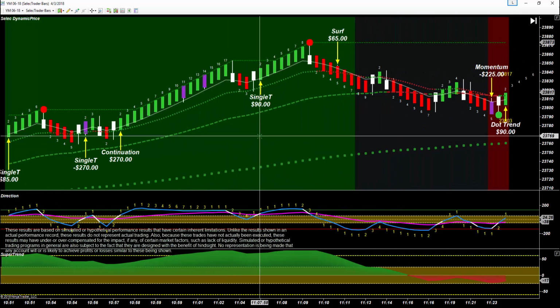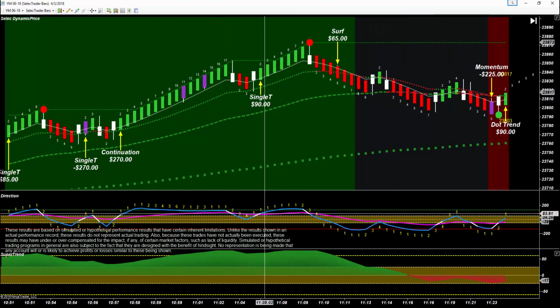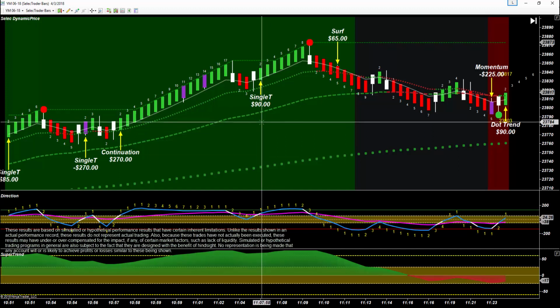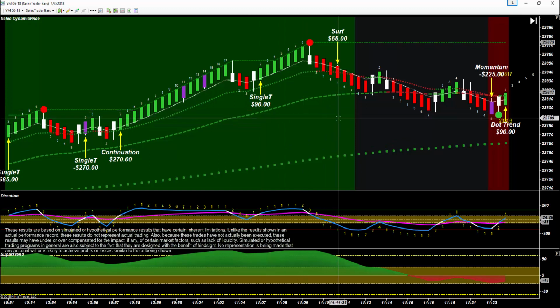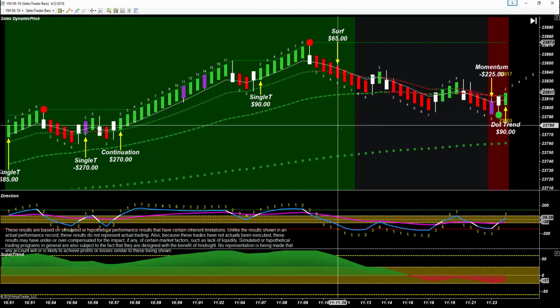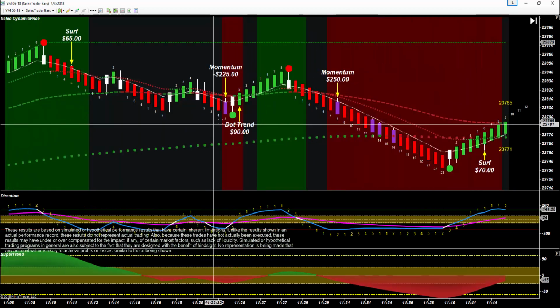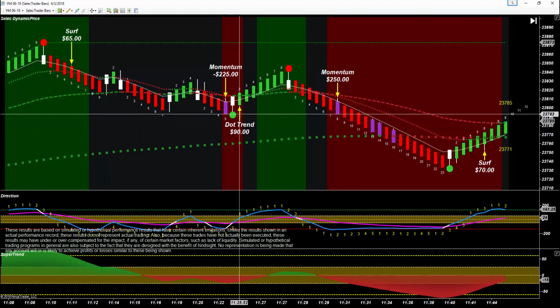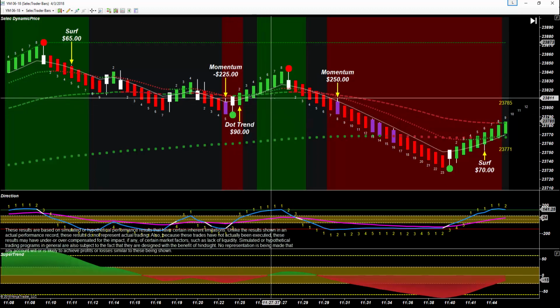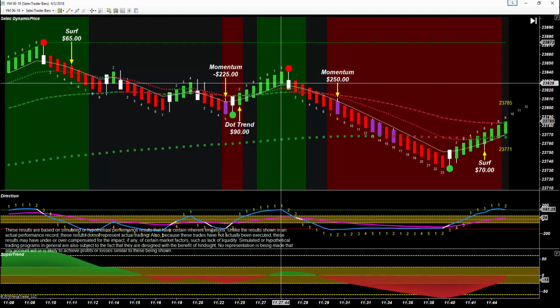Then we have a single T long. Can safely head into the high of the day because our purple line is outside of the neutral zone. This one grabs about 2 extra ticks by trailing at the low of the previous bar. Then we have a surf short that just hits a quick profit target and grabs an extra tick. Then we have a momentum that does get stopped out, but we can catch it on the way back up with our dot trend here, grabbing 2 extra ticks by widening to the red DPI price after the close of bar 8.